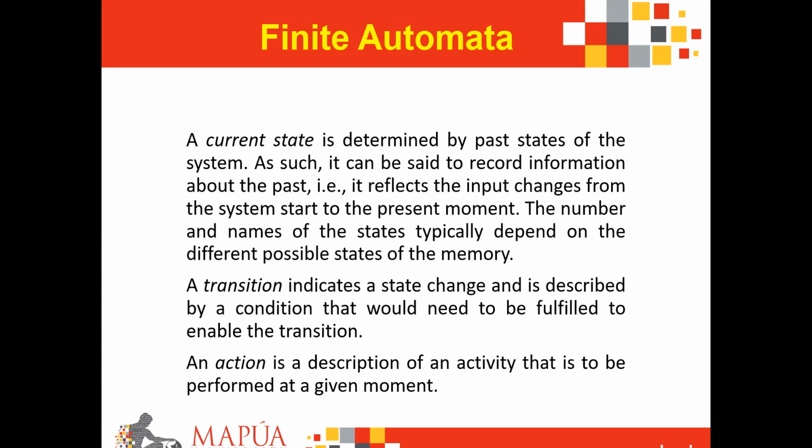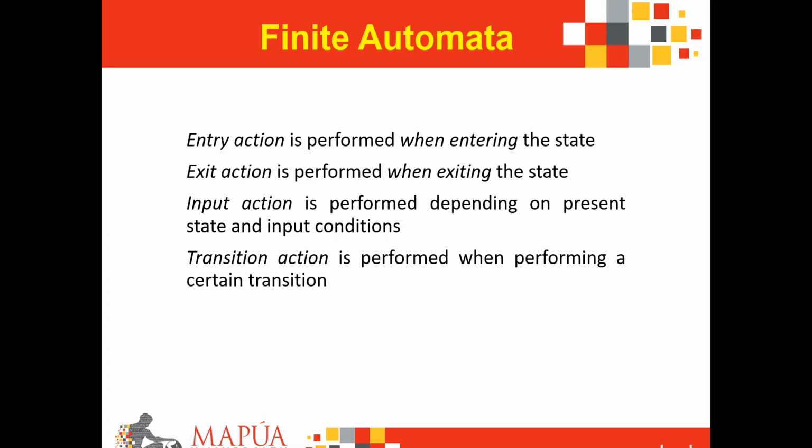Some finite state machines are also associated with an action. Basically, an action is a description of an activity that is performed at a given moment. In the given example of the automated door, you have different actions: an entry action, which is performed when entering the state, and an exit action, which is performed when exiting the state. An input action is performed depending on the present state and the input conditions, while a transition action is performed when performing a certain transition condition.